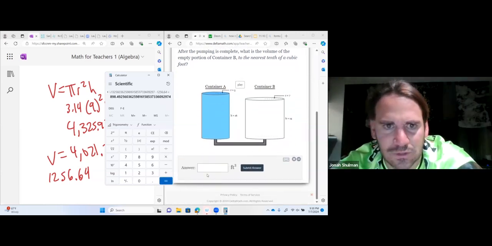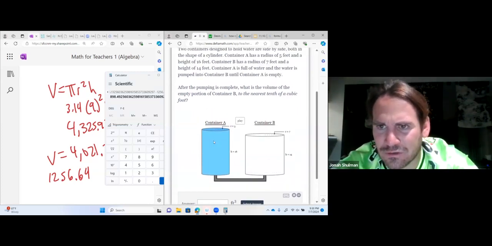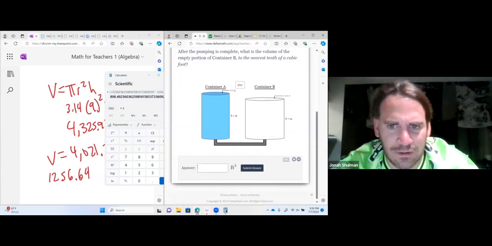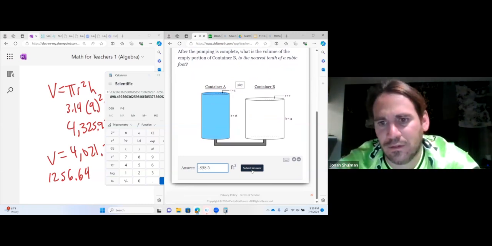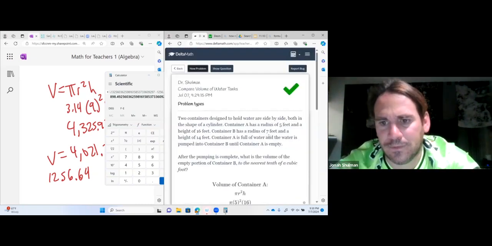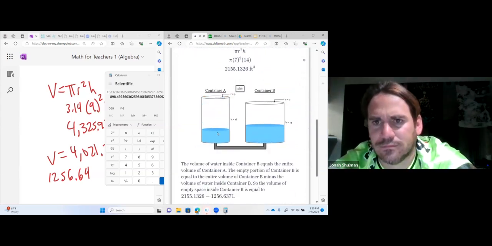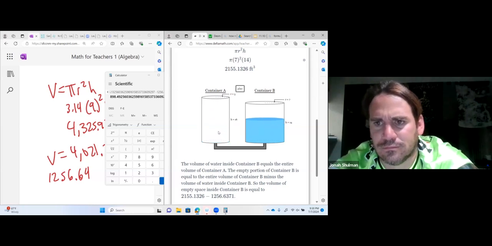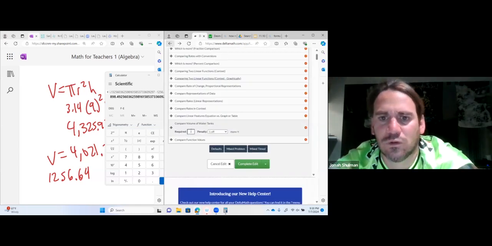All right. So they don't want the percentage. They want it to the nearest tenth. So 898.5. Ta-da! So there's more left in this one. I mean, what's left over, yeah. So this is how much space is left. Okay, cool. Sorry about that.